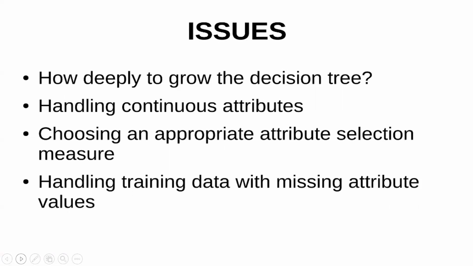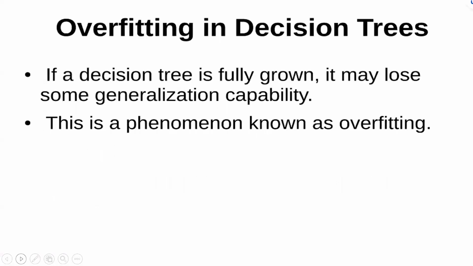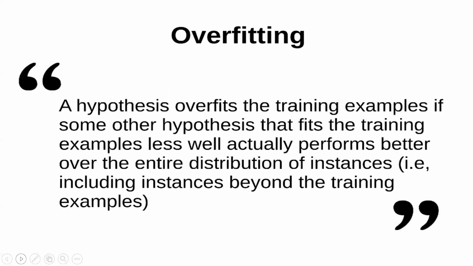Handling training data with missing attribute values. Data sets are usually not a great or complete data set, and there will be missing values. So how do we handle the decision tree learning algorithm when there are missing values in the training data? These are the issues. Now, overfitting in a decision tree. If a decision tree is fully grown, it may lose some generalization capability. This phenomenon is known as overfitting.